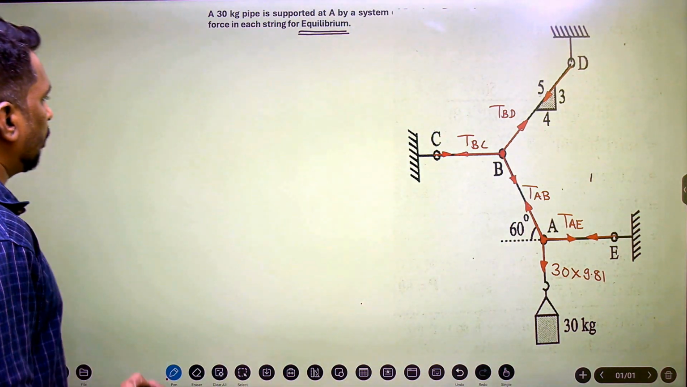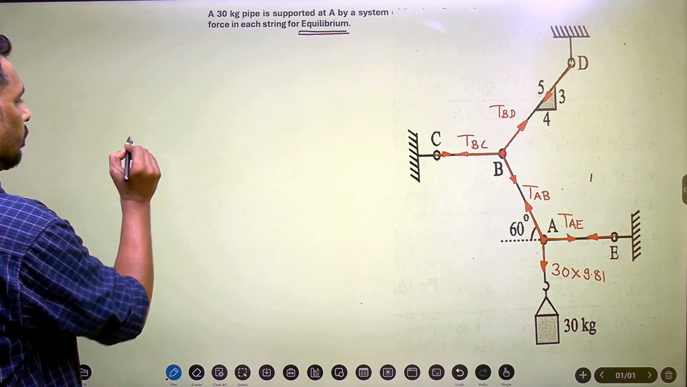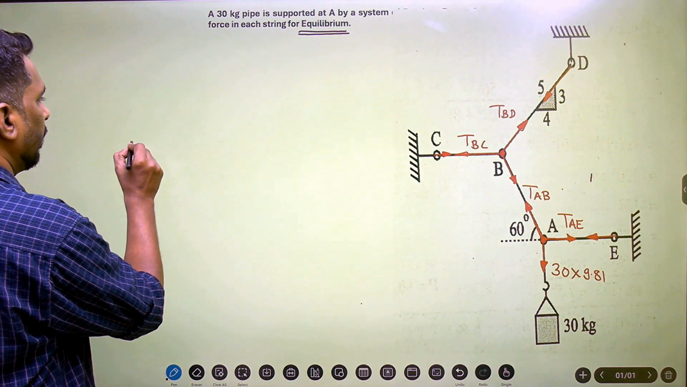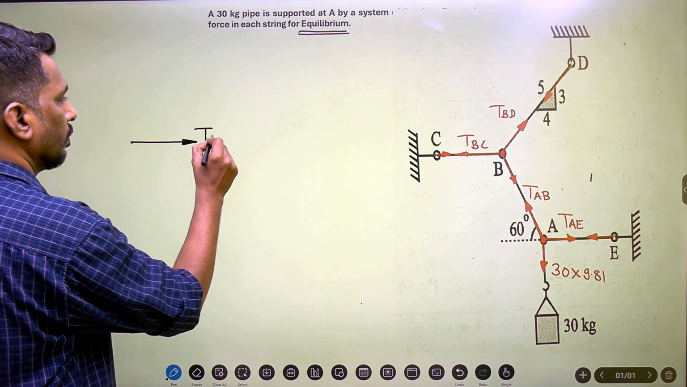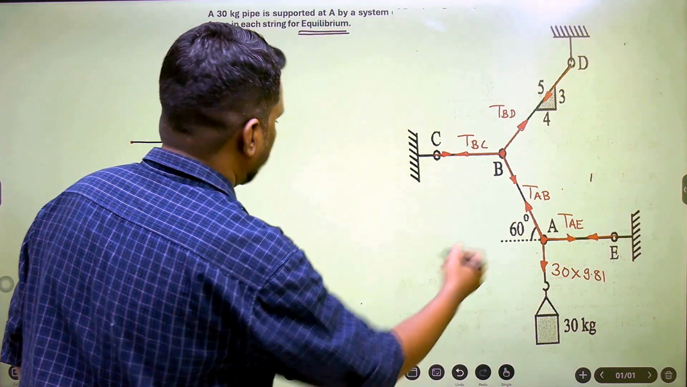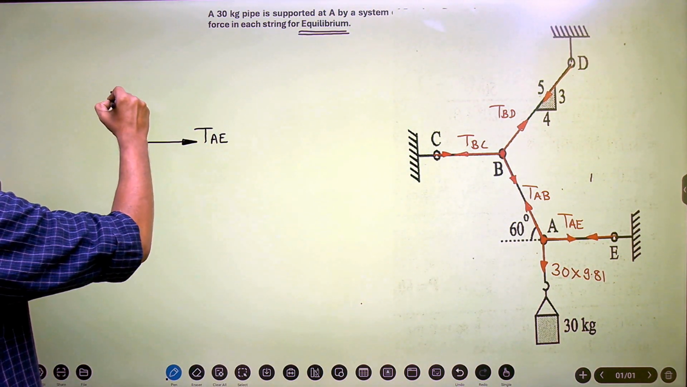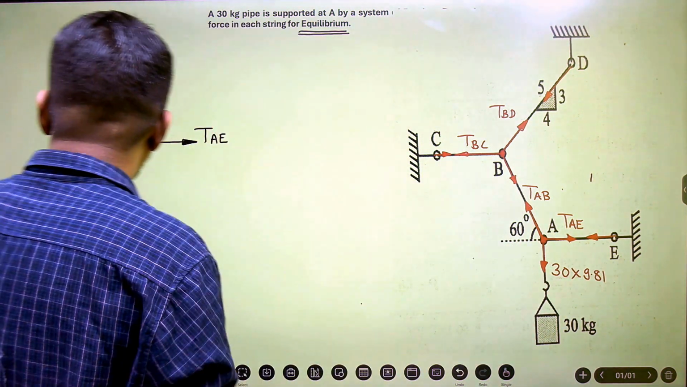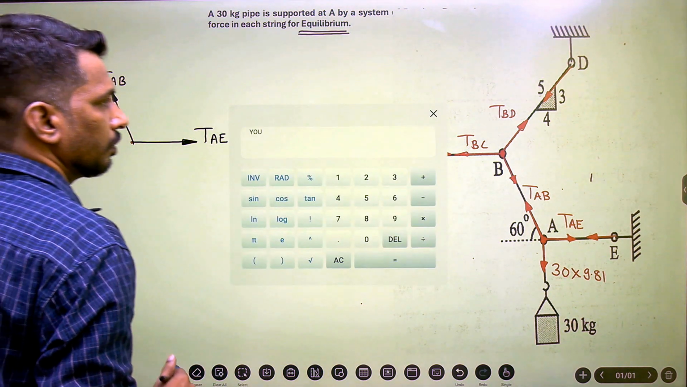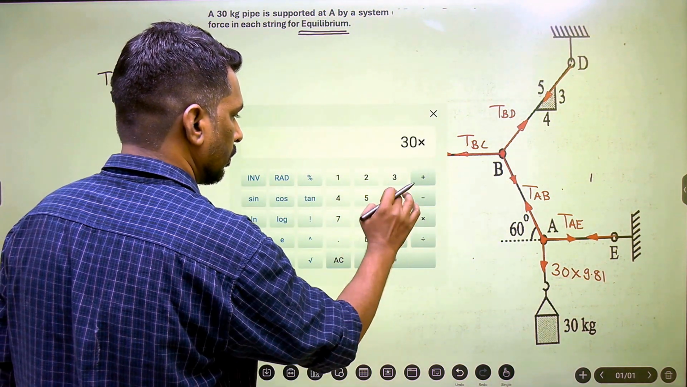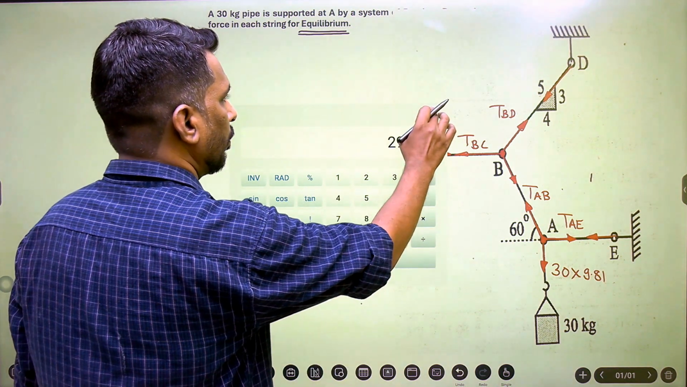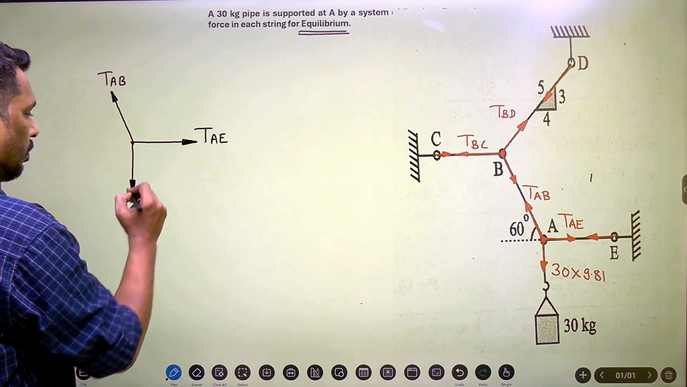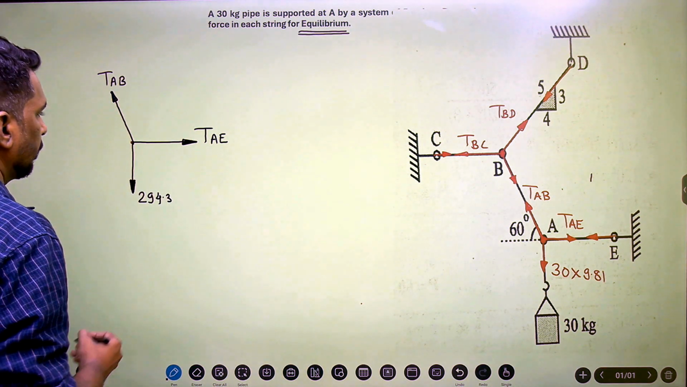So if I draw the FBD for point A, then the first is the horizontal force, that is TAE, then TAB at 60 degrees with the horizontal, and then 30 into 9.81, this comes around 294.3, and it is vertically downward. I'll show the angle over here.